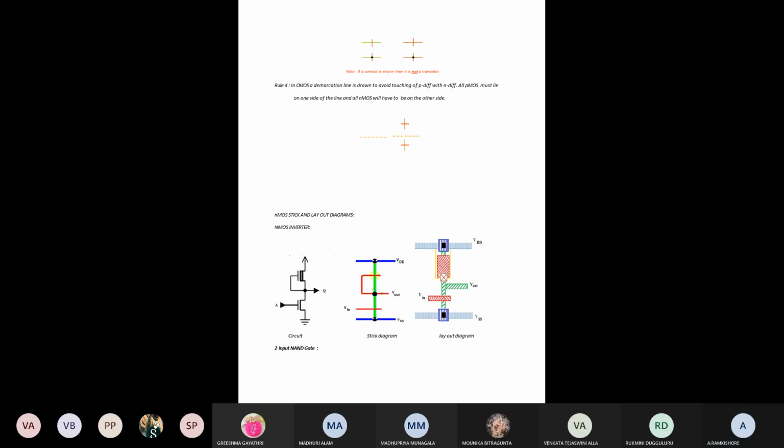It should be indicated in yellow color. So we have to draw a dotted square box over the polysilicon material. That will fulfill the depletion mode transistor category.